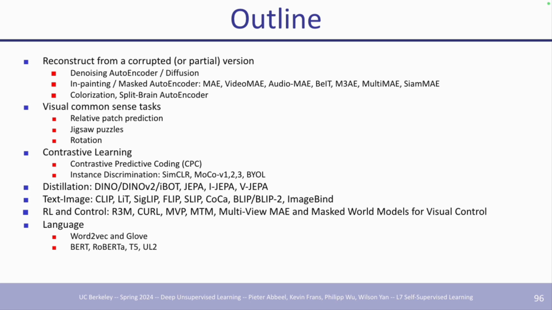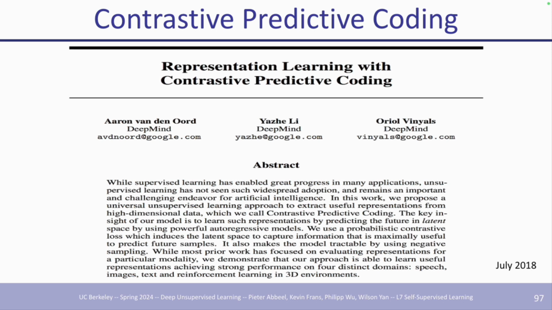Okay, so Pieter covered a large variety of methods, but now we'll go into another really popular approach that people have used for self-supervised learning called contrastive learning. The first success along this line of work was presented in this paper, Representation Learning with Contrastive Predictive Coding. This was done at DeepMind back in 2018.